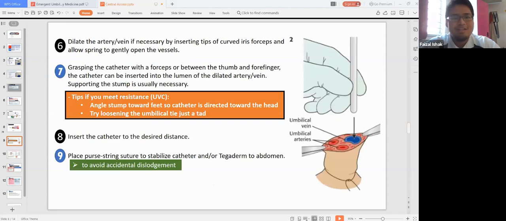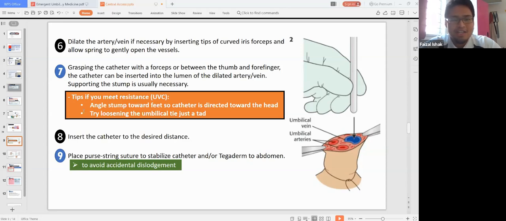And then the next step is to dilate the artery or vein if necessary by inserting the tip of curved iris forceps and allowing the spring to gently open the vessel. And then, grasping the catheter with forceps or between the thumb and forefinger, the catheter can be inserted into the lumen of the dilated artery or vein. Supporting the stump is usually necessary. And I include tips to get a successful catheterization.